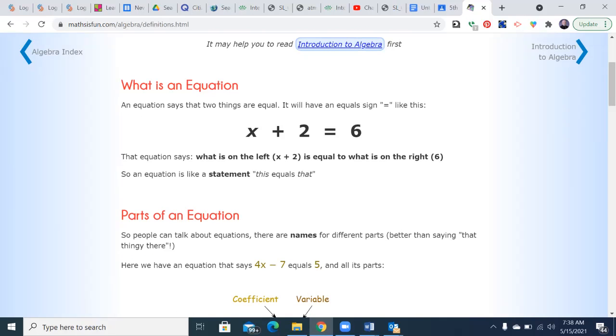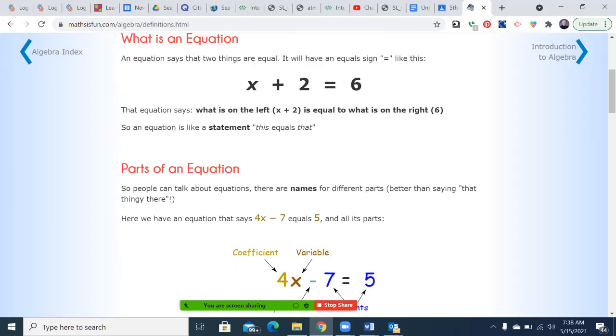So first, what is an equation? An equation says that two things are equal. See, equa in equation. So whatever I do on this side, the x plus 2, has to be equal to what's on the right, which is a 6. So an equation is a statement like this equals that. Now in your head, you could say, well, what plus 2 equals 6? And you're like, okay, 4 plus 2 equals 6. Yep, you've got an equation. And we'll talk a little bit more about how to solve those during the course of this lesson.